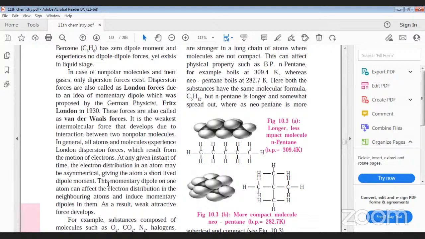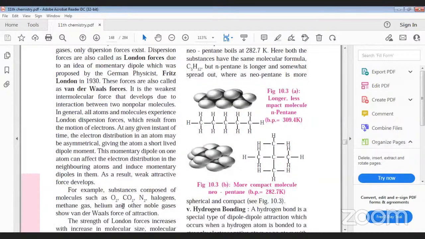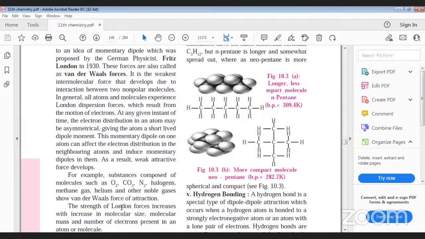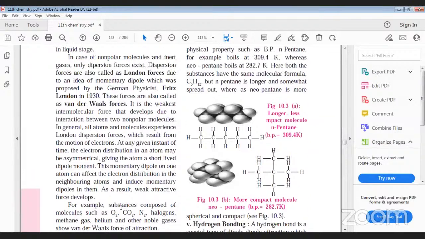A momentary dipole is created, which creates dispersion forces. This momentary dipole on one atom can affect the electron distribution in the neighboring atom and induce a momentary dipole in it. As a result, weak attractive forces develop. So how do these dispersion forces develop? Bring in front of your eyes an atom in the center, the nucleus, and around the nucleus electrons are moving.